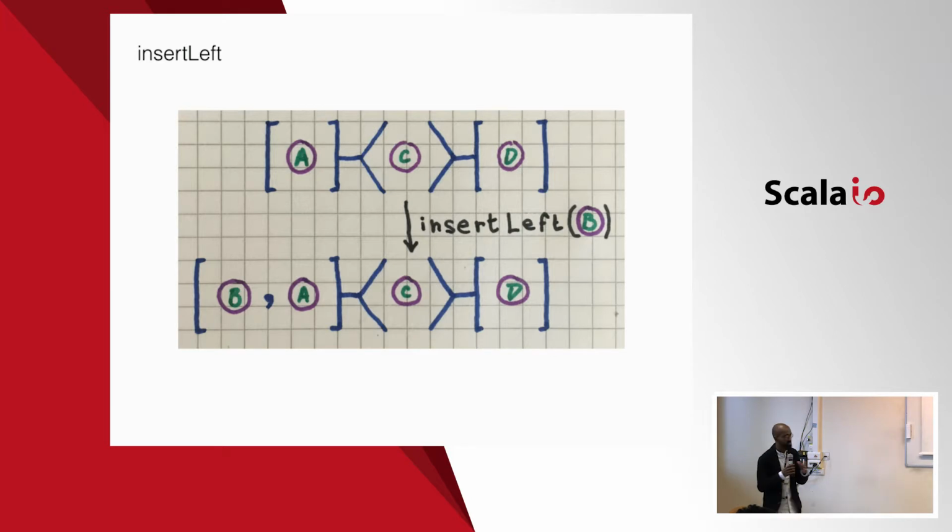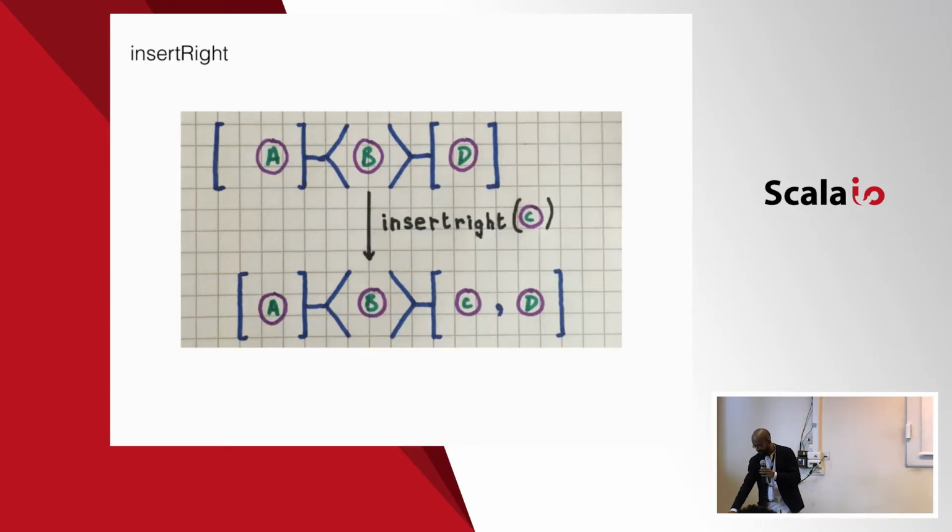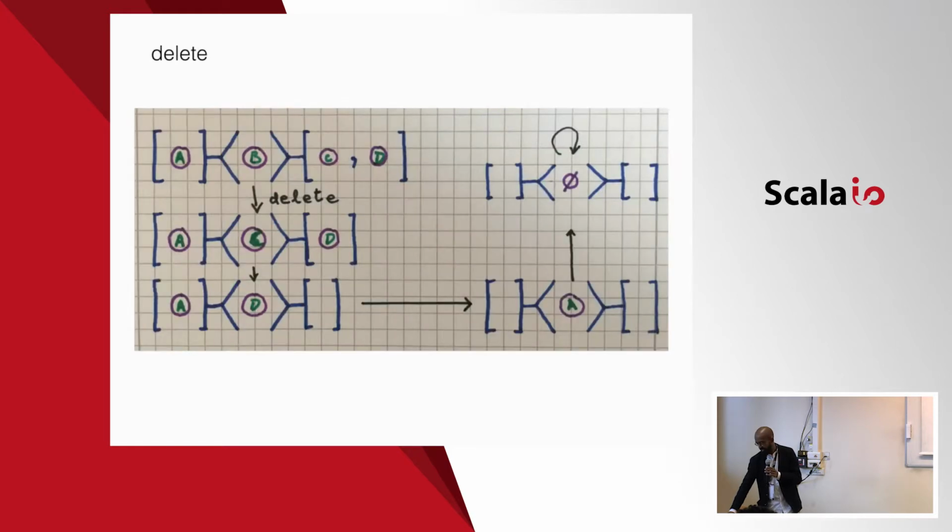Insert left works similarly to how you'd expect, but notice that inserting B to the left of C will insert it at the beginning of the list of lefts. So again, those lists of lefts are inverted. Insert right adds it to the beginning of the list of rights. Okay, so those are inserts.